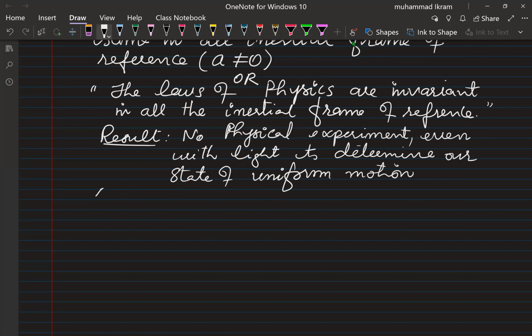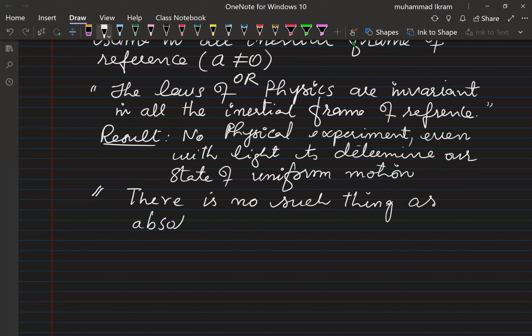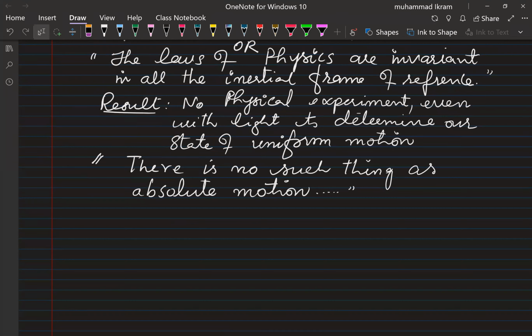The first statement summarizes this: there is no such thing as absolute motion. There is no such thing as absolute motion. Okay.